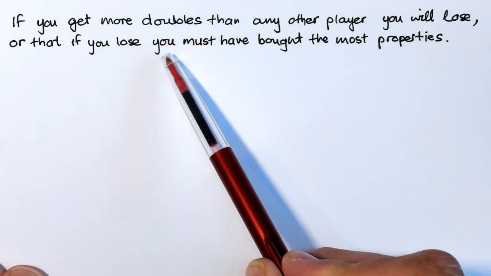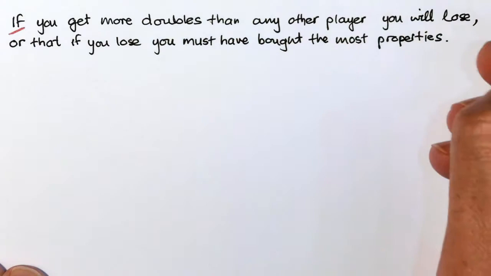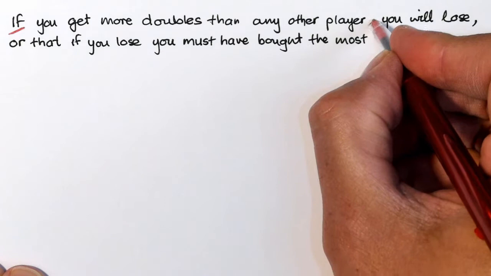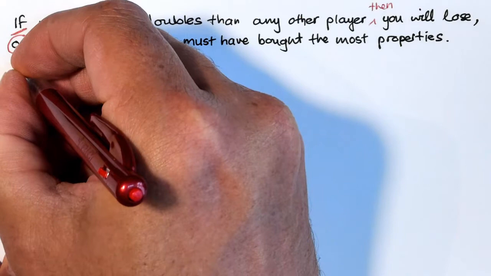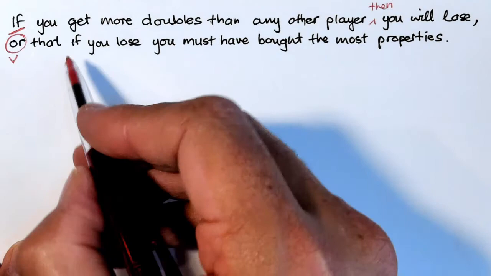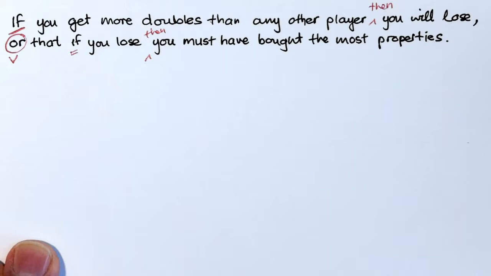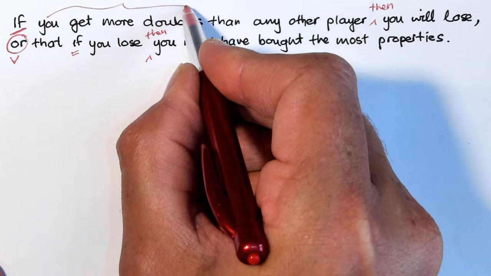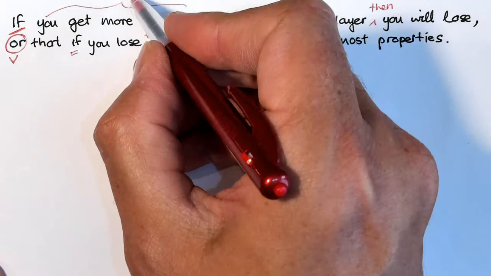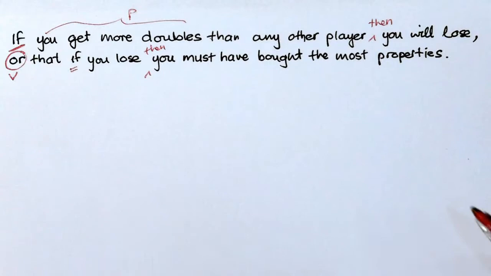Then the word or, which brings in our symbol. If you lose, then you must have bought the most properties. Okay, we've analyzed our statement properly. So how are we going to write this? Let's say you get more doubles than any other person is our first statement, and we're going to say that is statement P. Our next statement will be, then you will lose, and we're going to call that statement Q. Okay, let's read on. If you lose, so here statement Q repeats itself again, then you must have bought the most properties, a new statement. We're going to call that statement R.